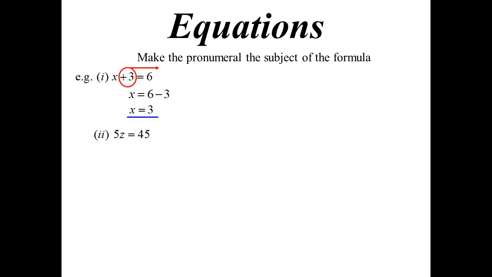Something like this, I want to get the z by itself, so I have to move through the equal symbol. Well, this time the multiplication becomes division. See, it does the inverse operation. So when it moves through the equal sign, it does the inverse operation. The inverse of addition is subtraction. The inverse of multiplication is division. So, division. Again, don't necessarily write it like that, because we know 45 divided by 5 is 9.